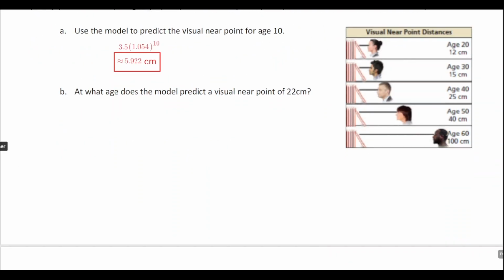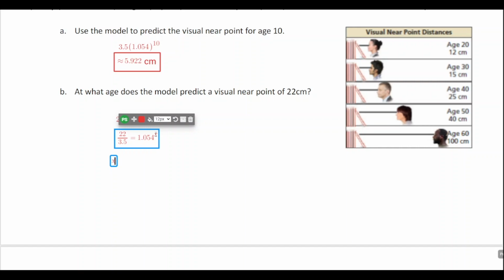But we want to solve this as an equation. So we're going to say, when is this going to be 22? So 22 equals 3.5 times 1.054 to the power of x, and we're going to solve for x here. To solve for x, we're first going to divide both sides by 3.5. So 22 divided by 3.5 is 1.054 to the power of x. And then we can use the inverse property to isolate the x when it's in an exponent like this.